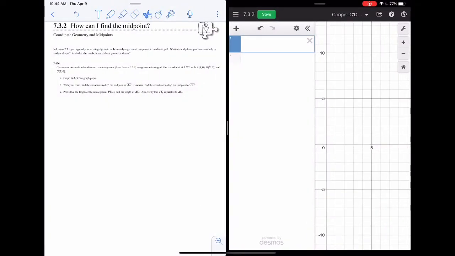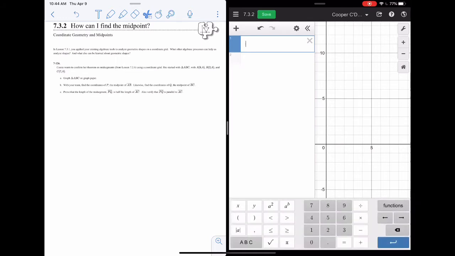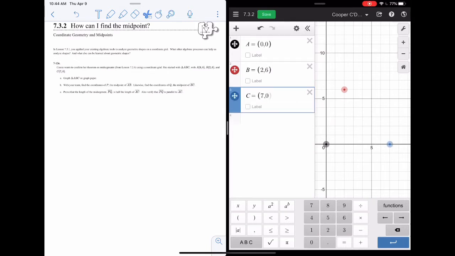I'm going to show you one of the cool tricks you can do with Desmos to graph shapes like triangles. First, we're going to define the 3 points. So A equals 0, 0. B equals 2, 6. And C equals 7, 0. And then in the next line, type the word polygon. And then in parentheses, type those 3 letters separated by commas. And there you go. You automatically have your polygon.